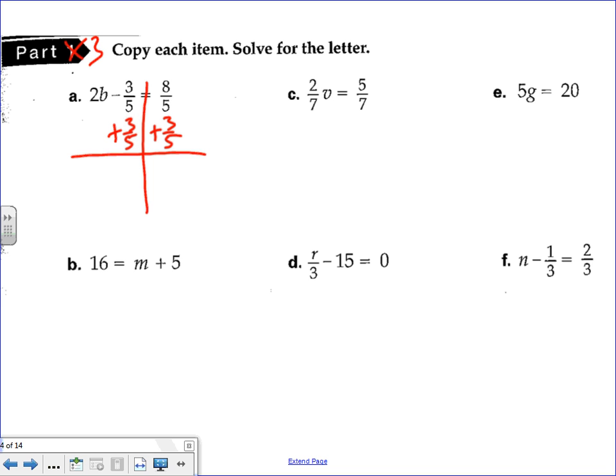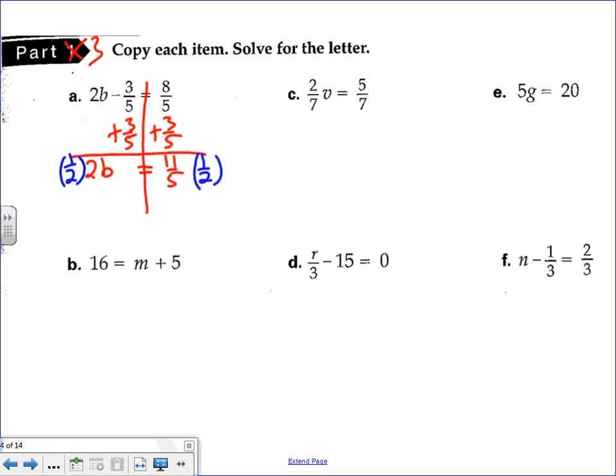On the left side, since the 3/5 moved over, all that's left is the 2b. And on the right side, 8/5 plus 3/5 is 11/5. Okay, so now, ultimately the letter wants to be alone, so that 2 wants to get over there with the 11/5. Since it's connected by multiplication, we need to multiply by the reciprocal of 2. Since 2 is really 2 over 1, the reciprocal of 2 is 1/2. So I'm going to multiply both sides by 1/2.